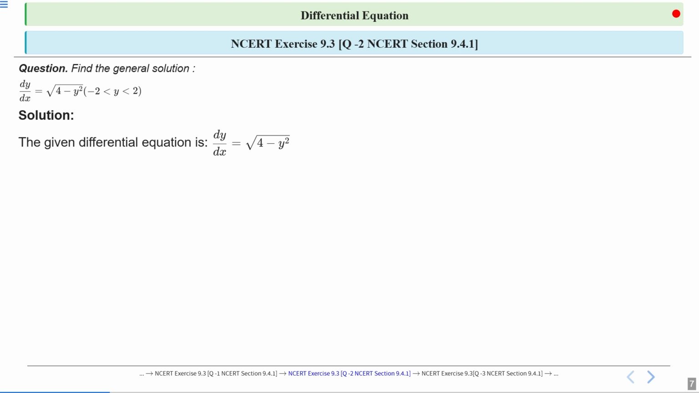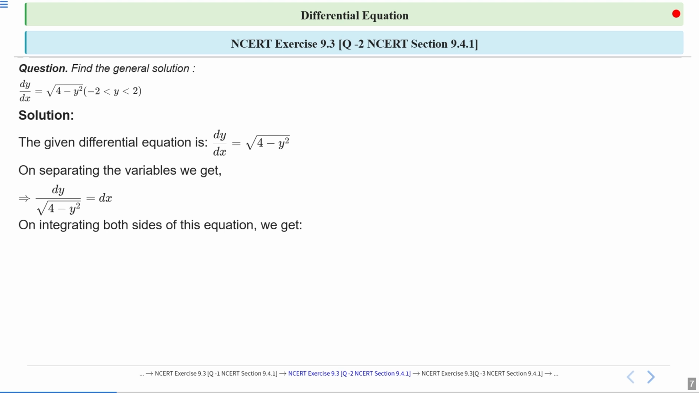So the given differential equation is dy by dx is equal to root under 4 minus y square. It is of the form dy by dx is equal to g(x) into h(y), as here the function g(x) is constant 1 and h(y) is root under 4 minus y square. So we can apply the variable separable method. We write the function with y with dy, so we get dy by root under 4 minus y square, taking root under 4 minus y square from the left hand side to the right hand side, with dy is equal to dx.